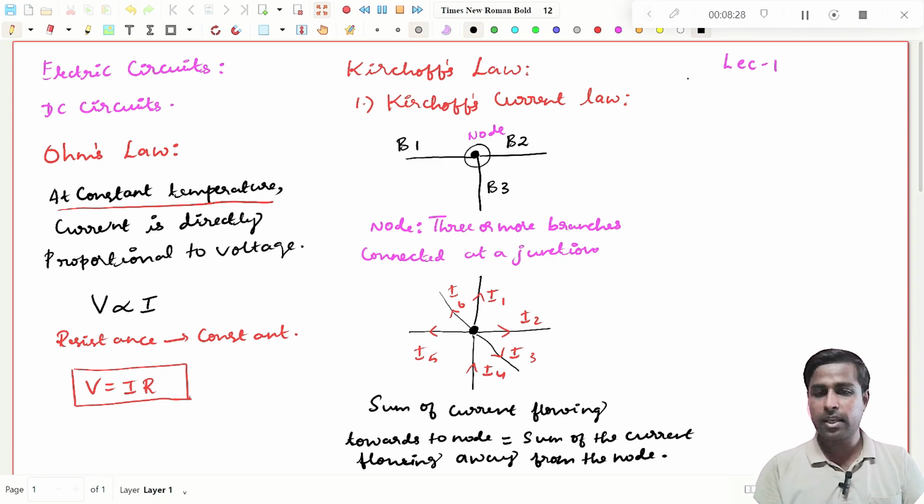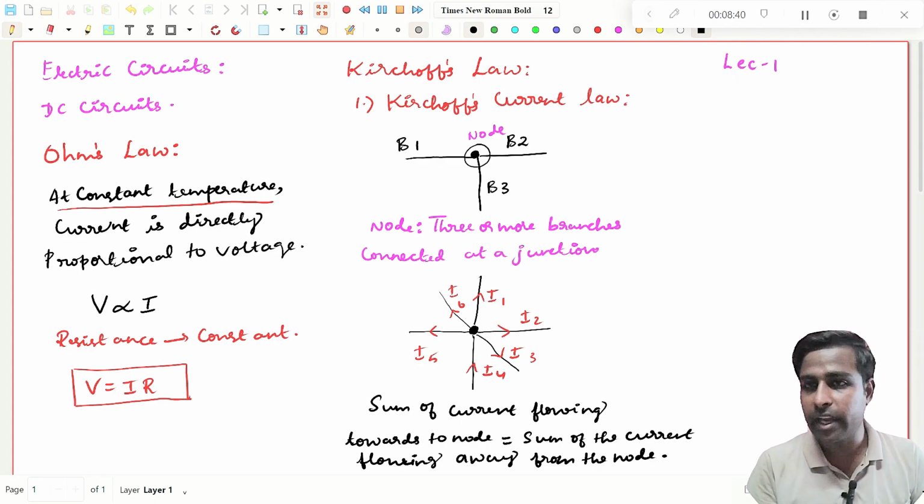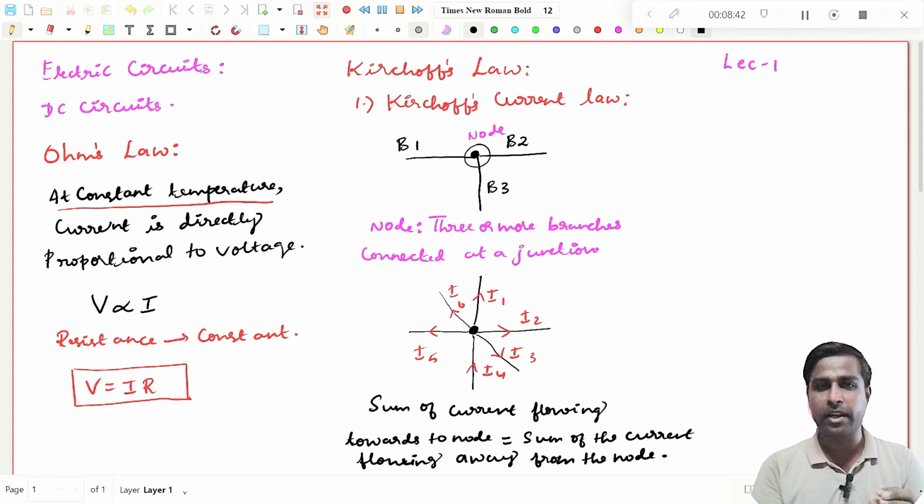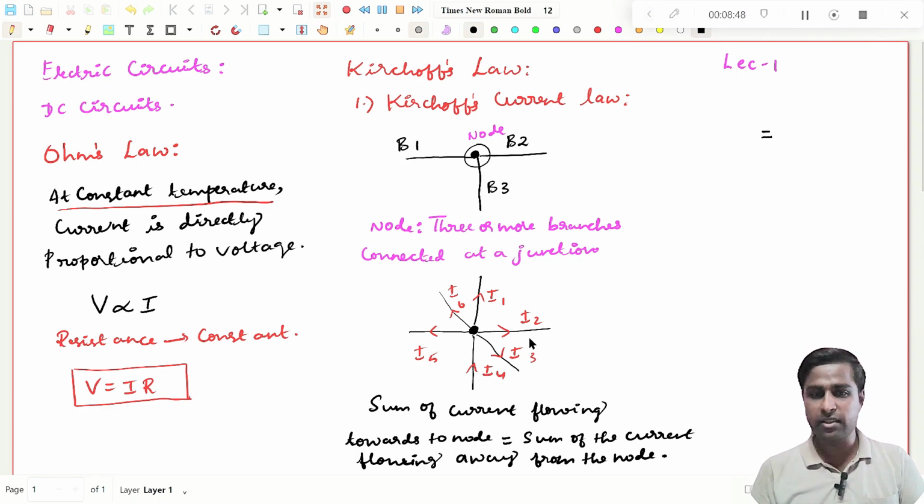So this is the definition, and now you see, I will explain this. Sum of the current flowing towards the node, right? This is my node. I will try to explain in a way that if you want to know what is Kirchoff's current law, first you put an equal to symbol, and see this node now.